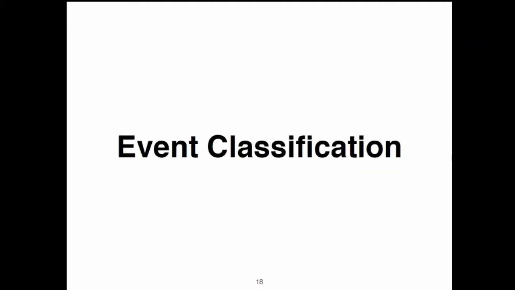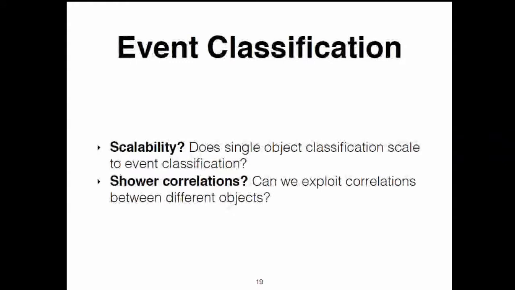Now the real meat is event classification. The main issue you want to address in event classification is scale. You had an image where the shower is always at the center of the image, but now you're using a full detector image where the shower is bouncing around the image. And second, can we somehow exploit the correlations between different objects in the image to surpass our single object score?